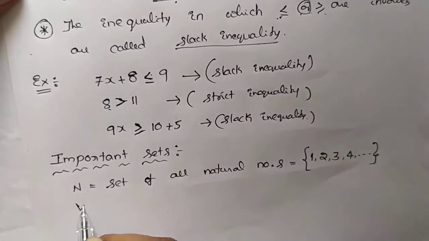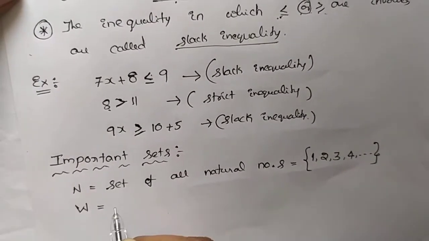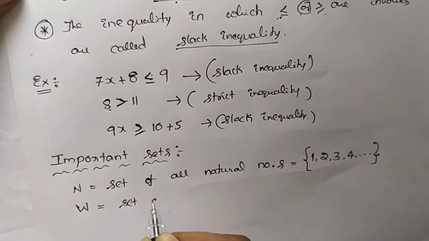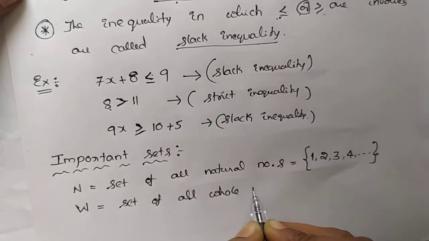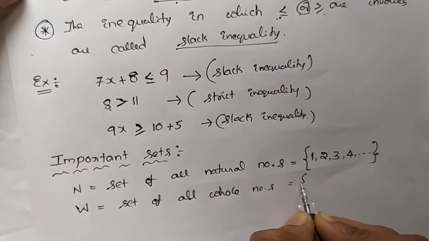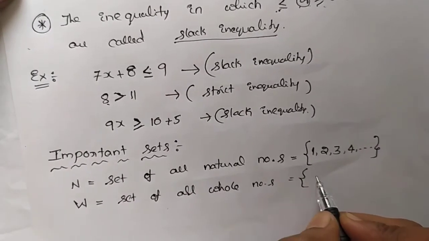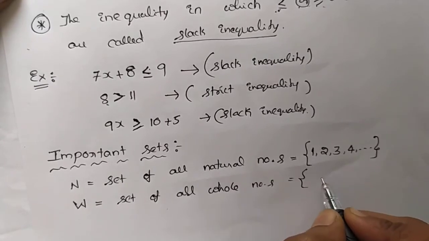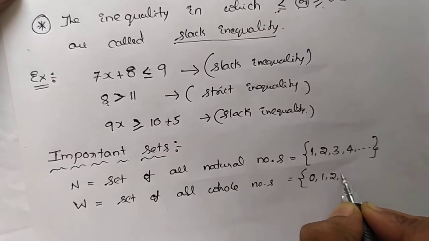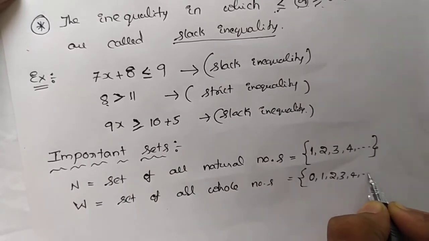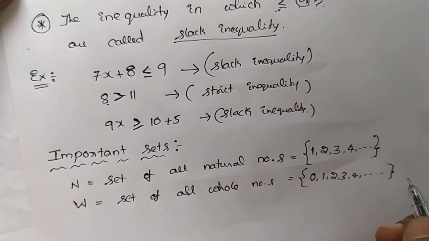Next, whole numbers. Set of all whole numbers. Whole numbers is nothing but all the natural numbers including 0. 0, 1, 2, 3, 4, 5, 6 and so on. All these are the whole numbers.